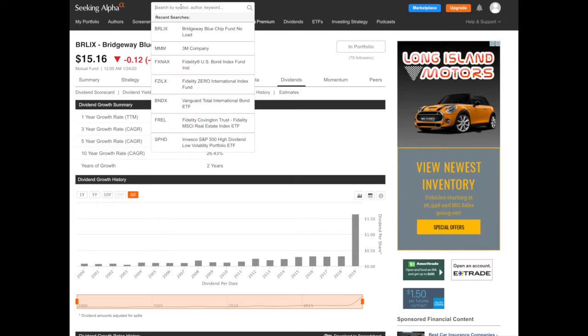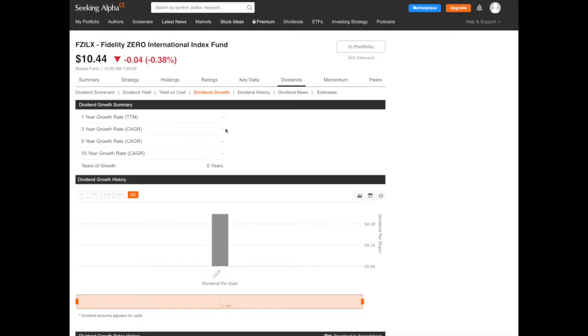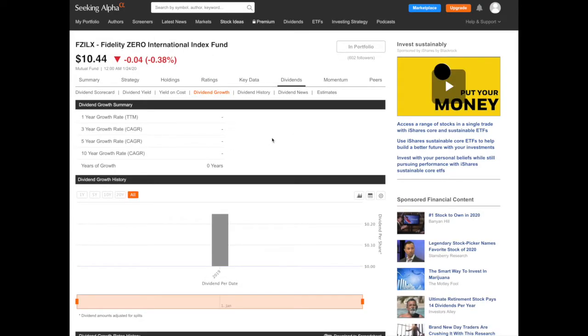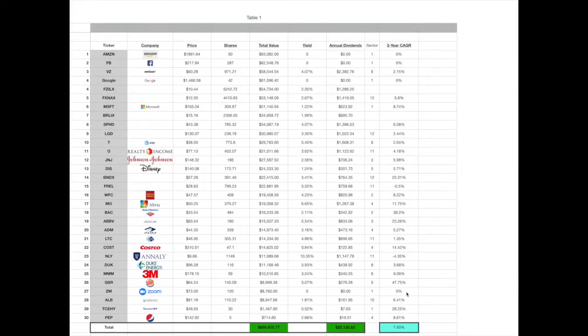And then I also did not include the VFZILX because this is such a new index fund that they're not reporting growth rates yet either. So I didn't figure either one of those two into my calculations in terms of figuring out the growth rate.